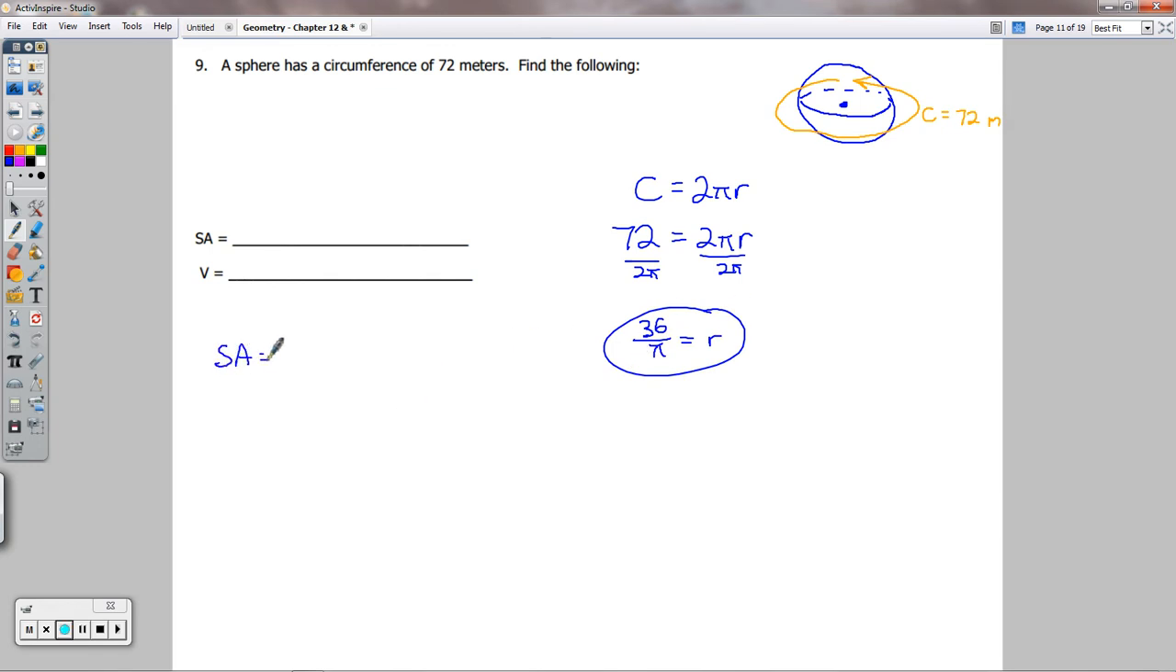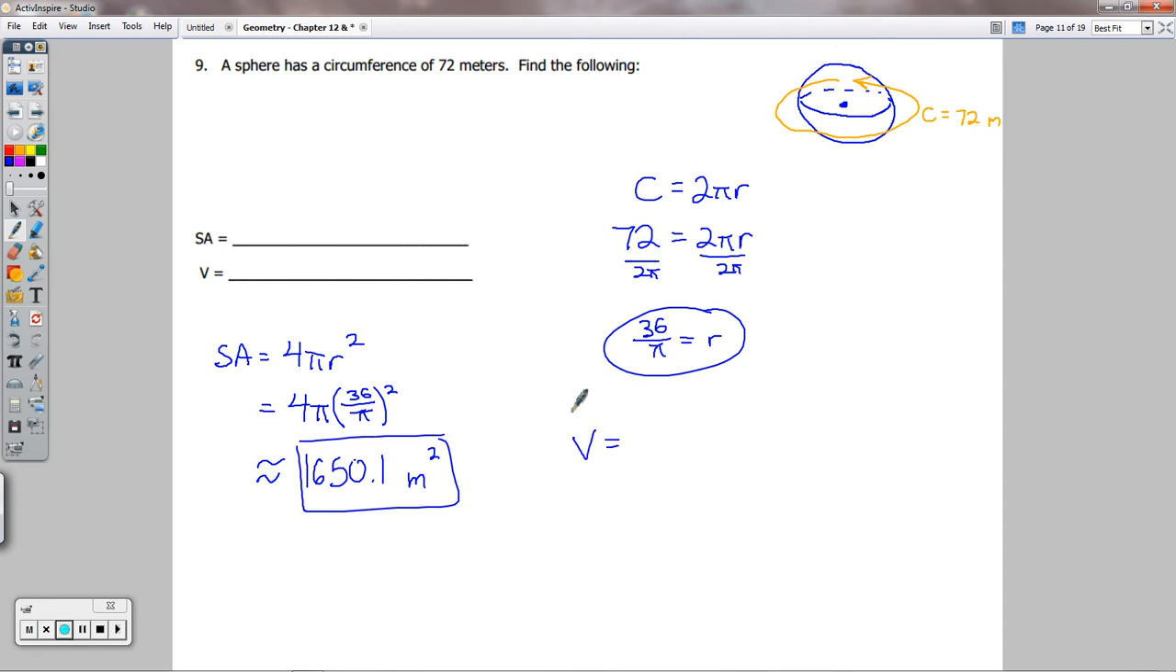Surface area is going to be, for a sphere, 4 pi r squared. So just plug that in to a calculator. 4 pi times 36 over pi squared. And so let's see what we get. If you type that in carefully into the calculator, using parentheses where appropriate, you're going to have 4 pi, and then 36 divided by pi, I'll put that in parentheses and square that. It looks like I should get 1,650.1 rounded off. So approximately 1,650.1, and that would be meters squared.